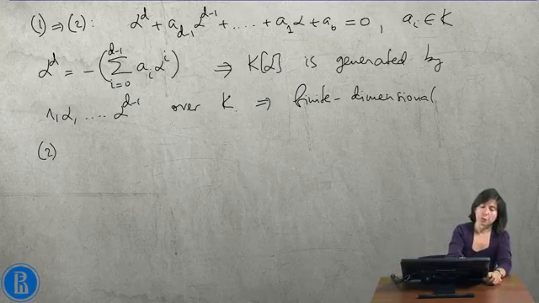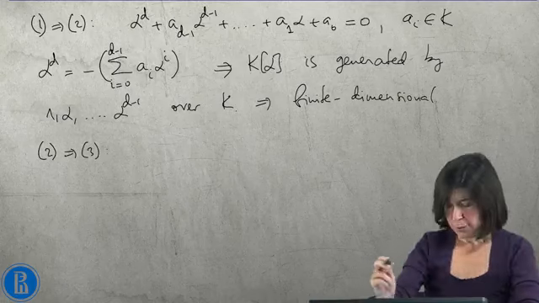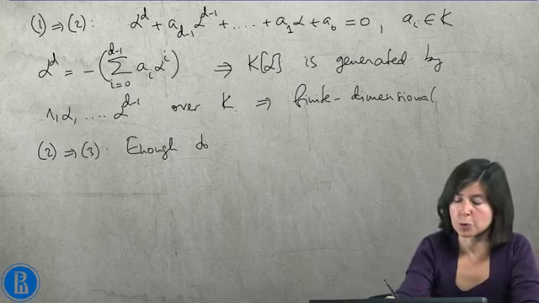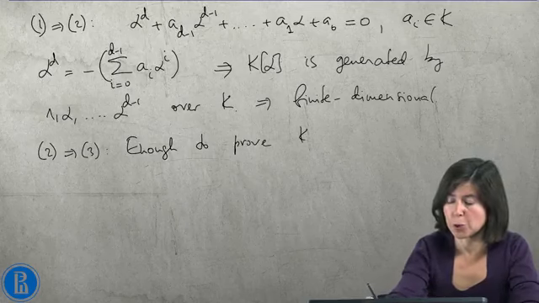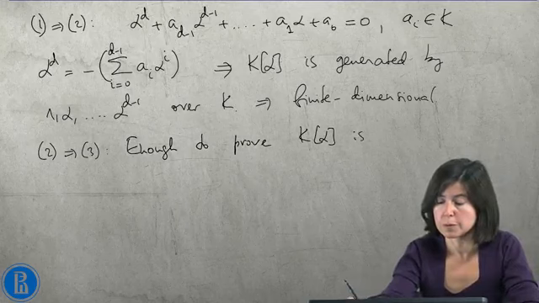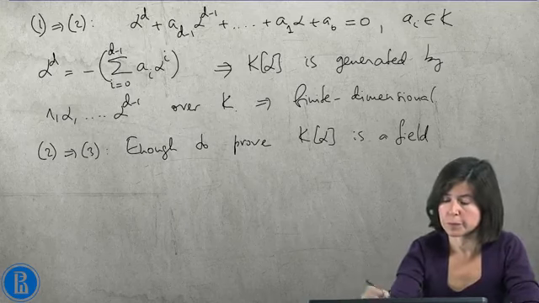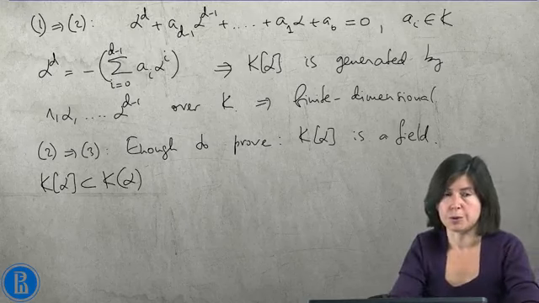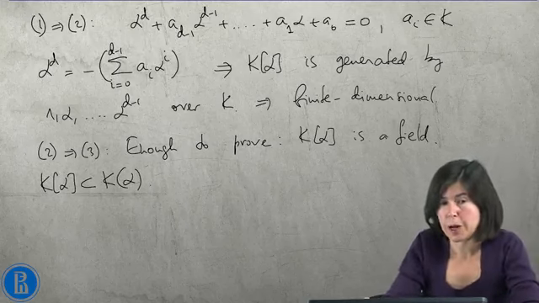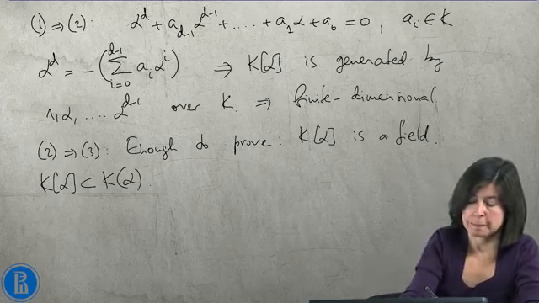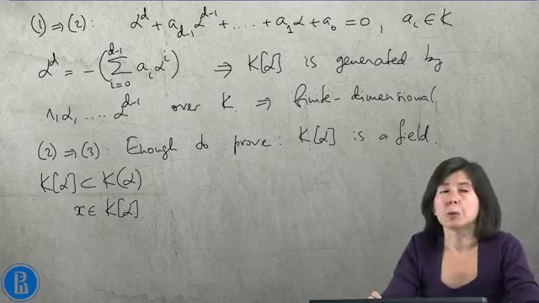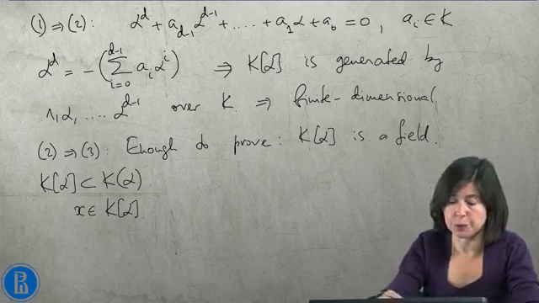Let me prove that 2 implies 3. Well, it is enough to prove that K of alpha in the square brackets is a field, since, of course, it is contained in K of alpha with the round brackets. Well, how do you prove this? It is very simple. Let x be an element of K of alpha. I want to show that this is invertible.